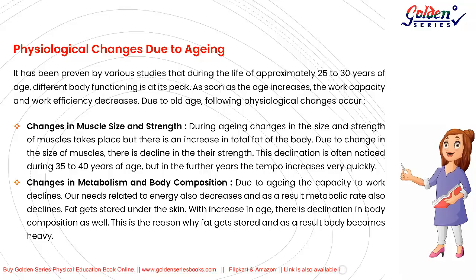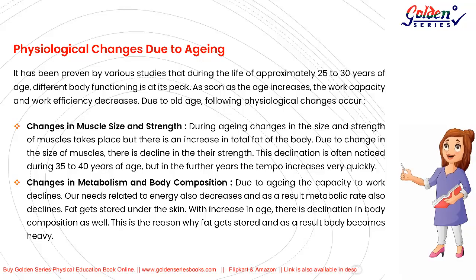Changes in muscle size and strength. During aging, changes in the size and strength of muscles take place, but there is an increase in total fat of the body. Due to change in the size of muscles, there is a decline in their strength. This declination is often noticed during 35 to 40 years of age, but in the further years the tempo increases very quickly.